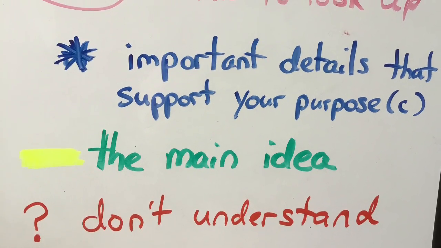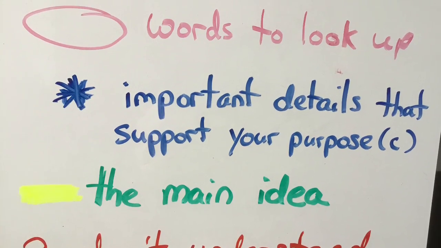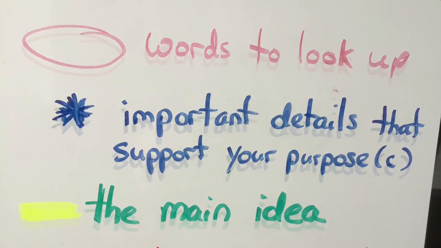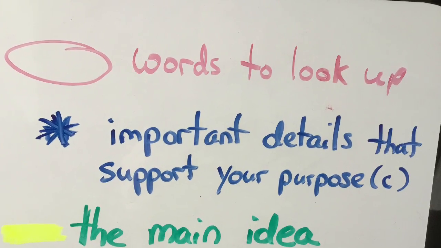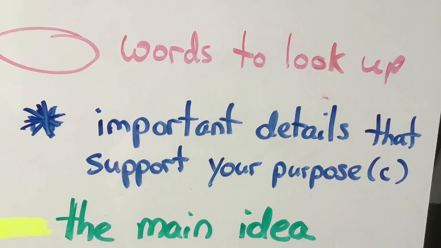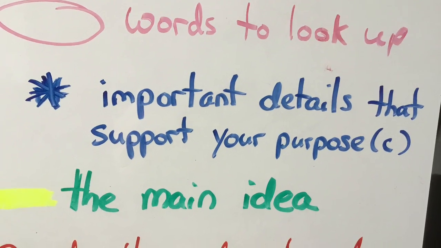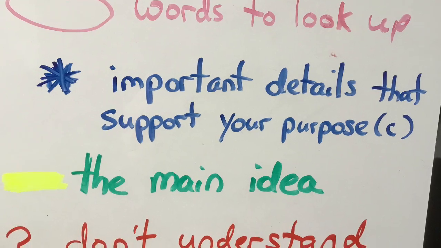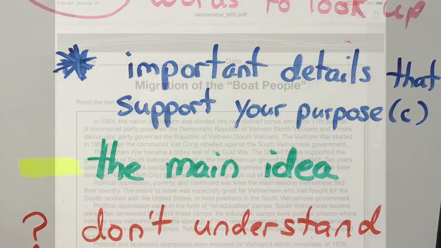Highlight the main idea. Usually the main idea is in the first paragraph of a reading. It might be the first sentence in that first paragraph. It might be the last sentence. So when you find it, highlight that. And then a question mark if you don't understand a passage or one of the paragraphs or some sentences, maybe put a question mark next to it and you can come back to it later.